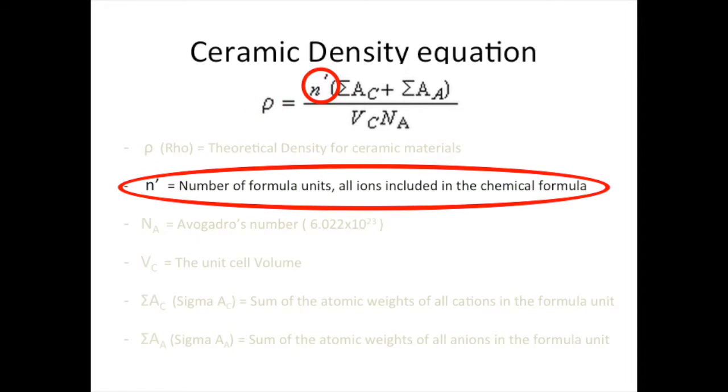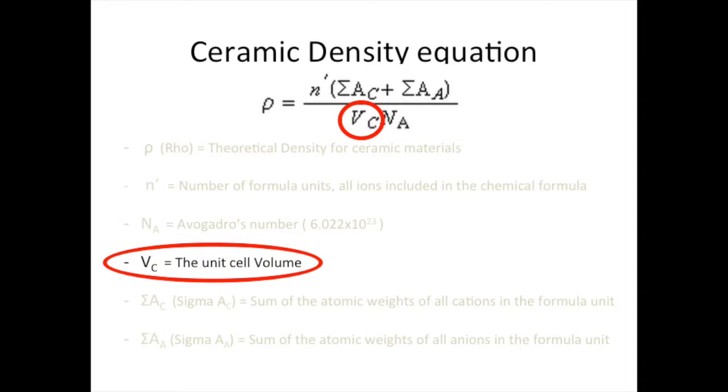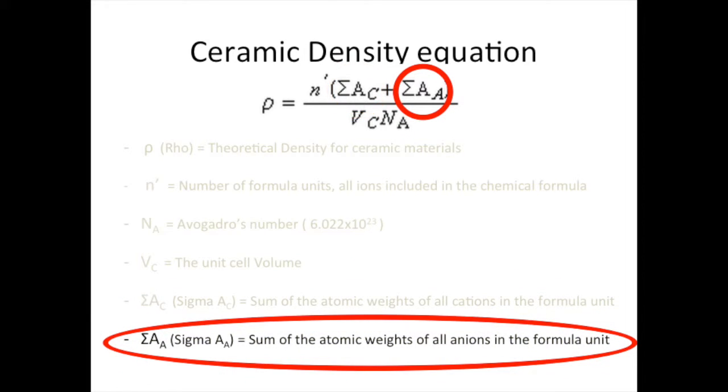The N, with the apostrophe, is the number of formula units, all ions included in the chemical formula. The N sub A is Avogadro's number, which is the number of units per 1 mole. The V sub C is the unit cell volume. This can be calculated knowing the atomic radius of cations and anions. The sigma A sub C corresponds to the sum of the atomic weight of all cations in the formula unit, while the sigma A sub A corresponds to the anions.